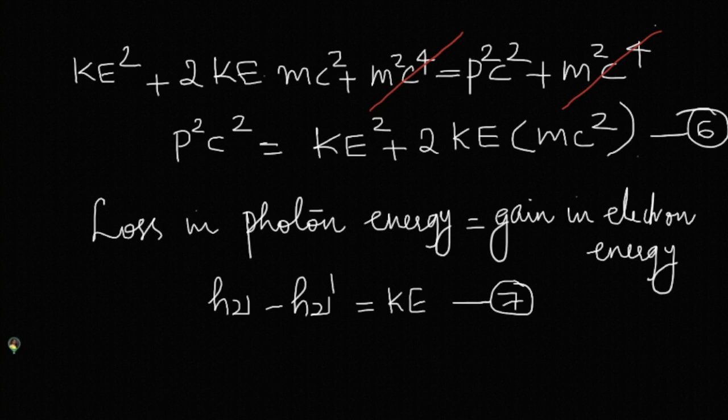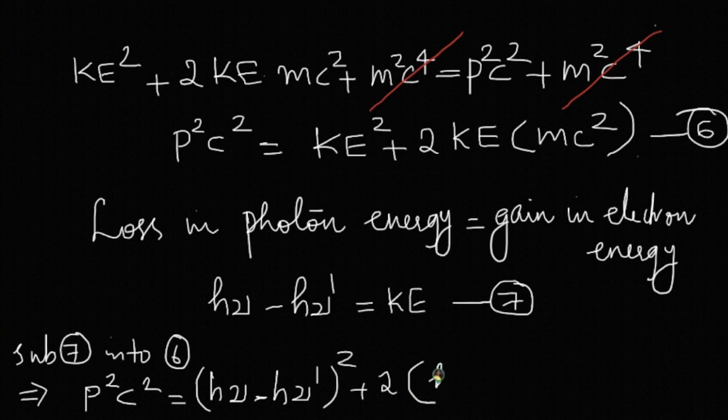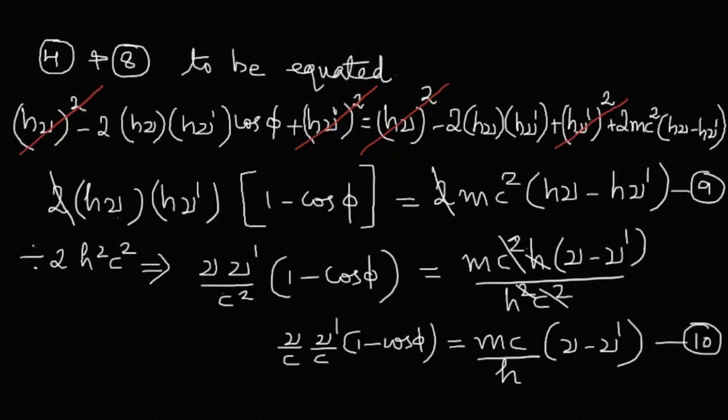So we got the expression for kinetic energy, which can be substituted back into equation 6. So substituting equation 7 into equation 6, we get p square c square is equal to kinetic energy square, that is h nu minus h nu prime the whole square, plus 2 into h nu minus h nu prime into mc square. So we have nu by c into nu prime by c into 1 minus cos phi, that's equal to mc by h into nu minus nu prime.